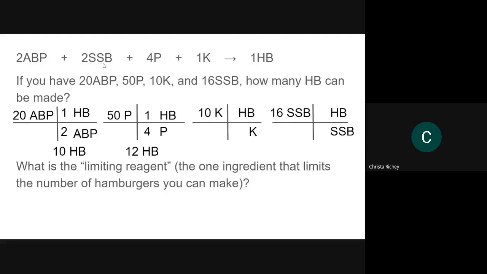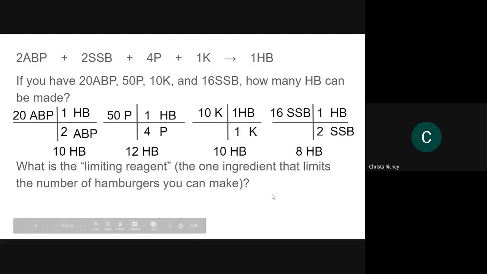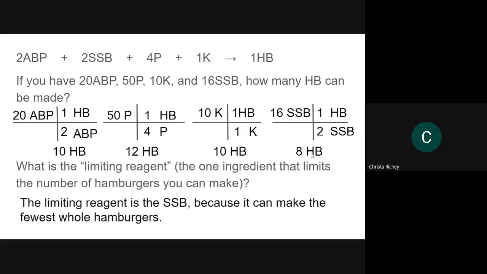And then my ketchup would get a 1. So I can make 10 hamburgers. And here my sesame seed bun gets a 2. So I can make 8 hamburgers. So the limiting reagent would be the one that makes the fewest amount of product, which is a hamburger. So your limiting reagent is a sesame seed bun because it makes the fewest complete hamburgers.